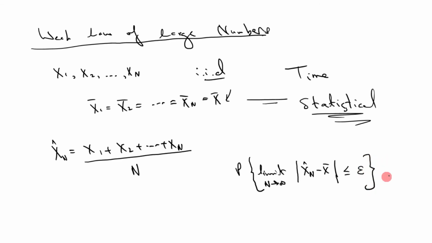It has the probability that tends to 1. This is weak law of large numbers. Whereas for strong law of large numbers, we have the same independent and identically distributed random variables which has time average that is represented by xn hat, and we have a statistical average x bar.